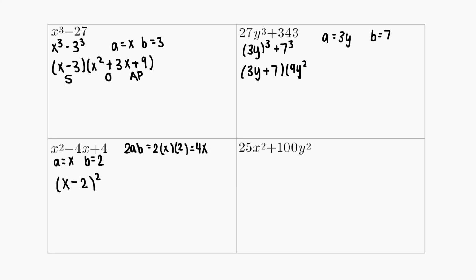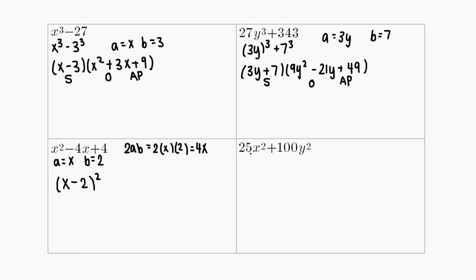9y squared minus 21y plus 49. So we get SOAP, S-O-A-P for the signs. Same, opposite, always positive. That should be correct. And lastly, we have 25 times x squared plus 100y squared.